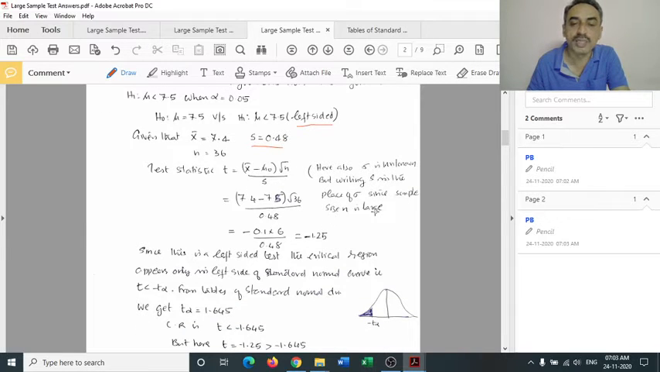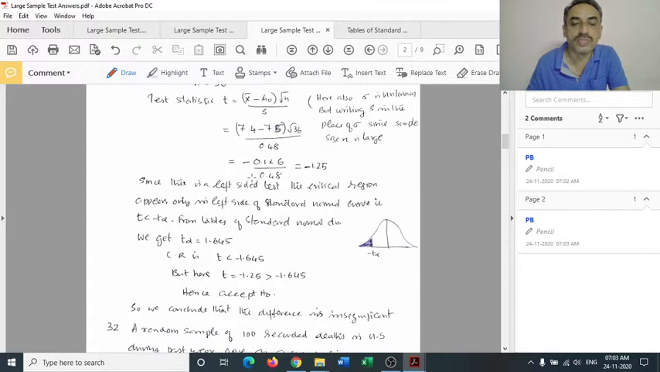Size is said to be large if the number of units examined is more than 30. So this is 36, so you can treat it as a large sample. Substituting all these things, we can get the value of t from the sample as minus 1.25.